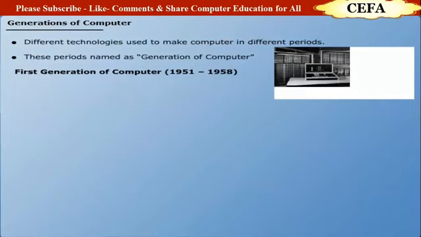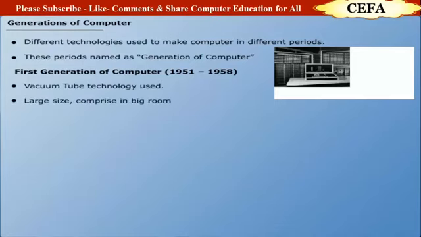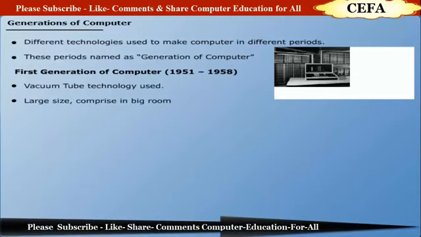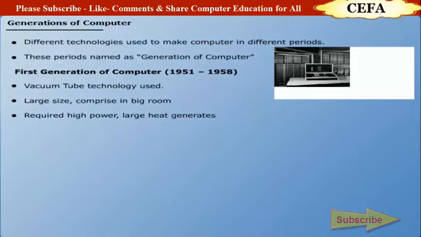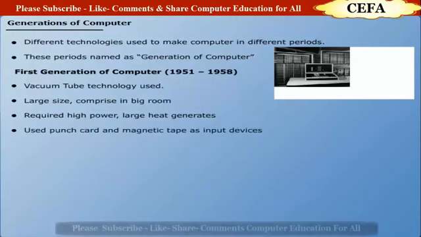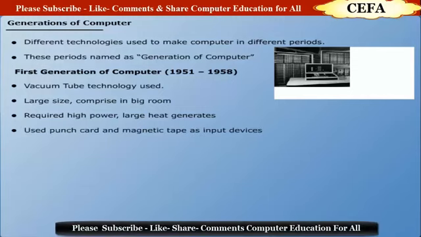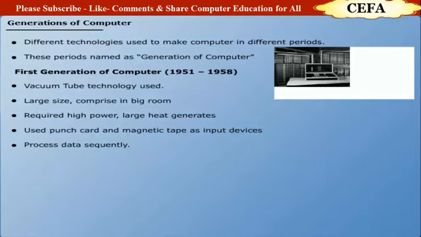The first generation computers used vacuum tubes technology. These computers are large in size, comprising of a large room. They required a large amount of power and generated a lot of heat. The first generation computers also used punch card and magnetic tape as an input device. Magnetic tapes were able to access large data, but they process it sequentially.